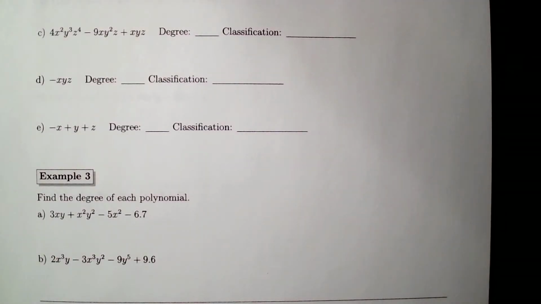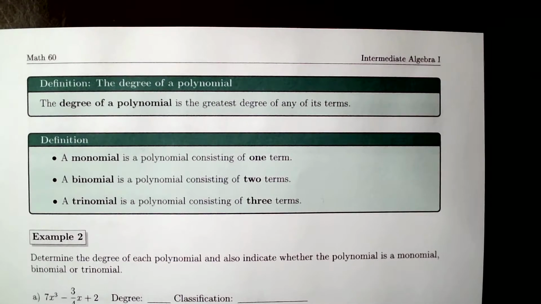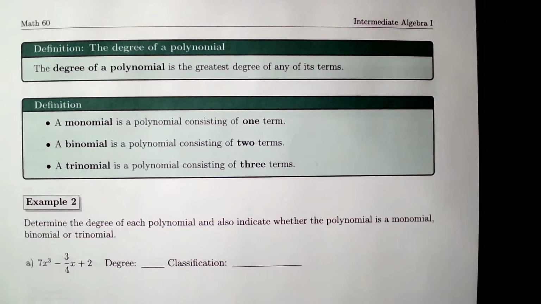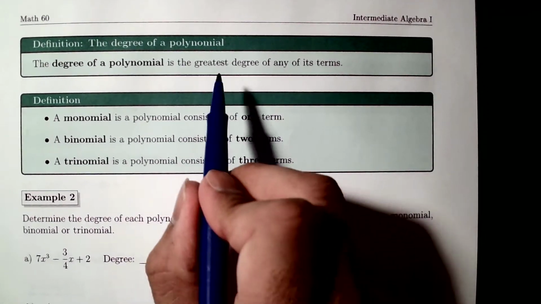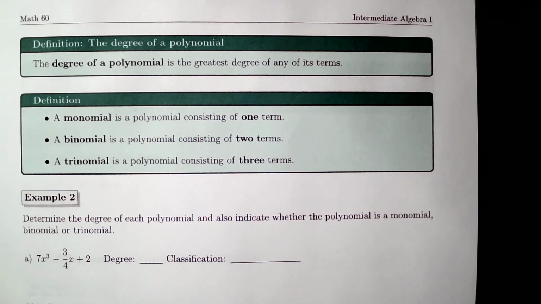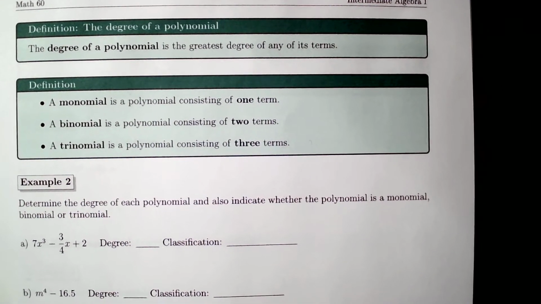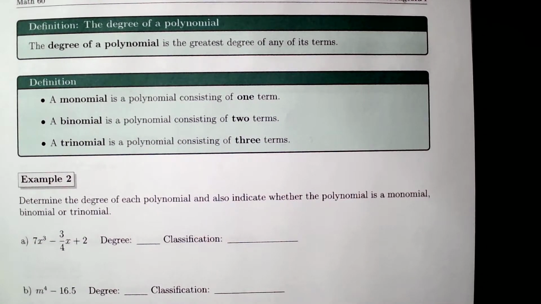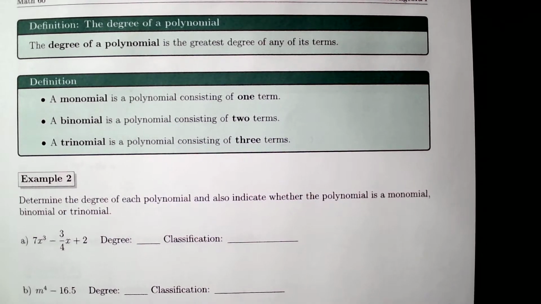Let's look at the next page and see what we have. So we need to define what the degree of a polynomial is. The degree of a polynomial is the greatest degree of any of its terms. Before identifying the degree of a polynomial, let's look at some vocabulary for the different kinds of polynomials.